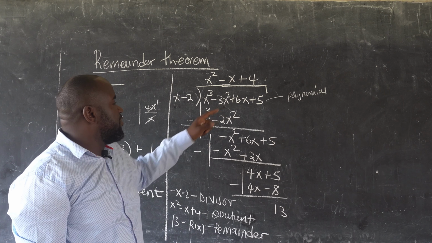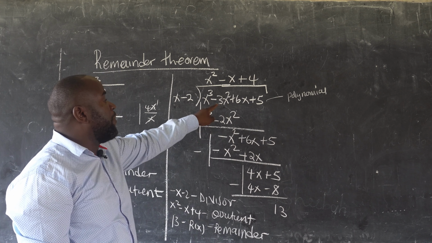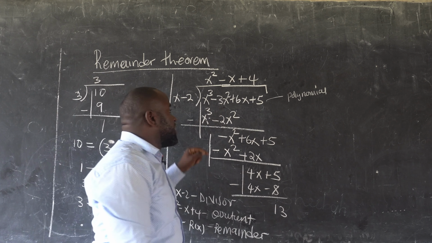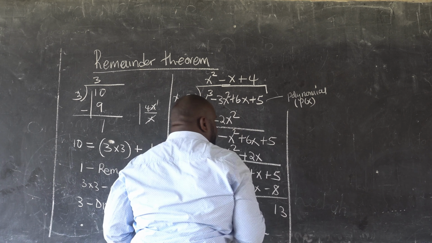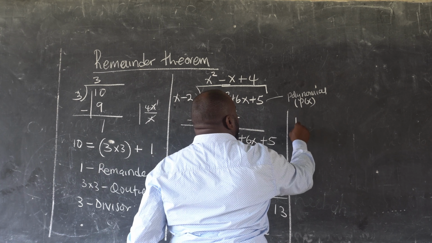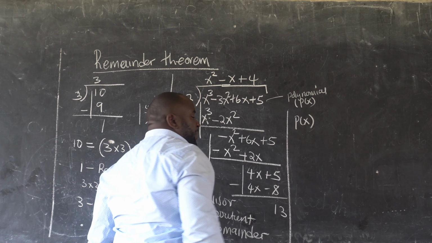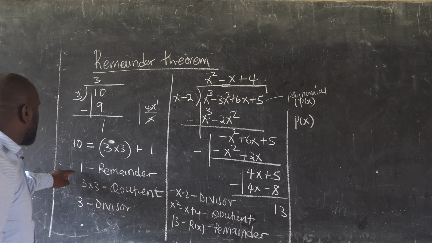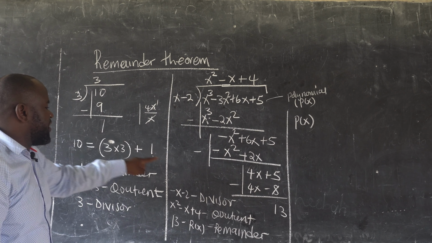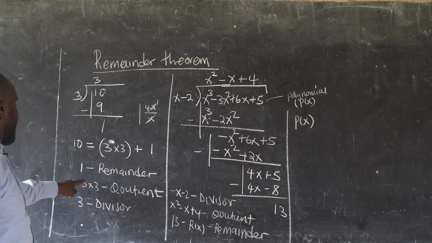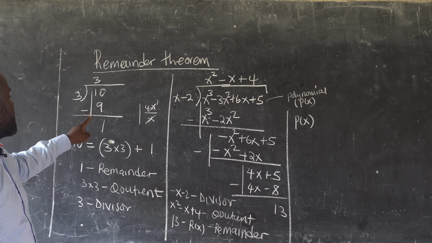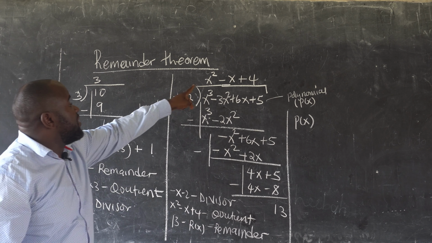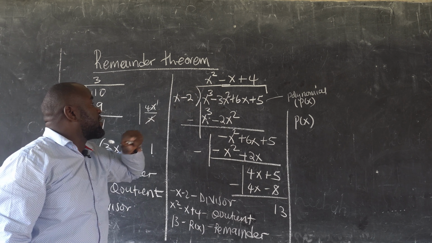So this is the polynomial, and that polynomial, if I'm to go back and extract out what the polynomial is, in most cases we call it P of x. If you go back to what I did in the beginning, I showed you that we had the remainder 1. 1 corresponds to 13. We had a quotient. The quotient is what we got. So the quotient is this x squared minus x plus 4.